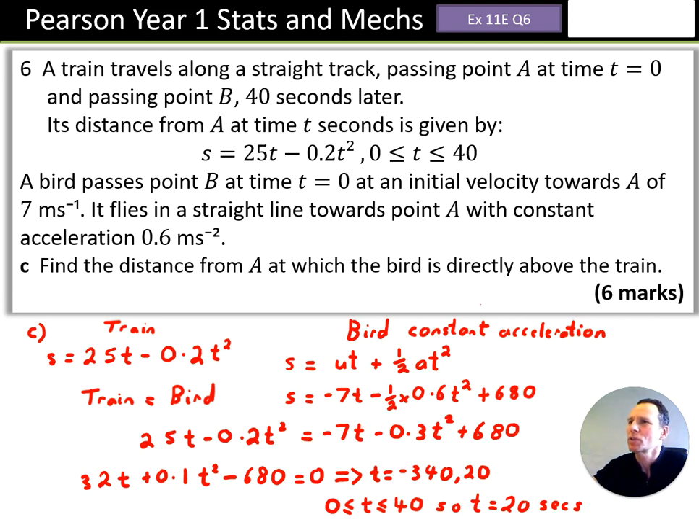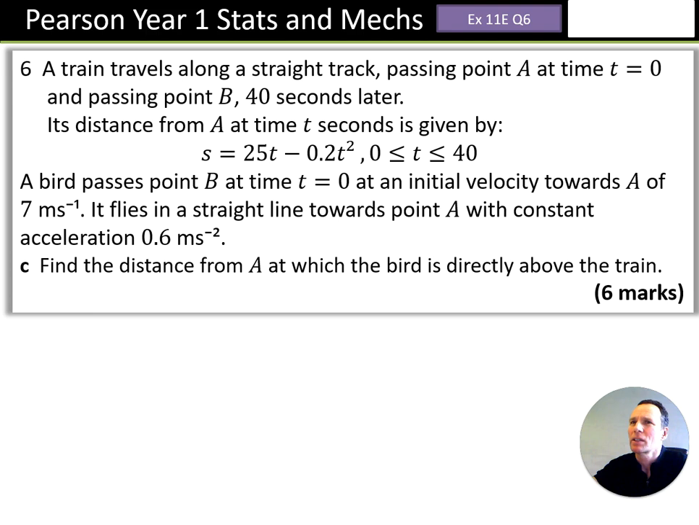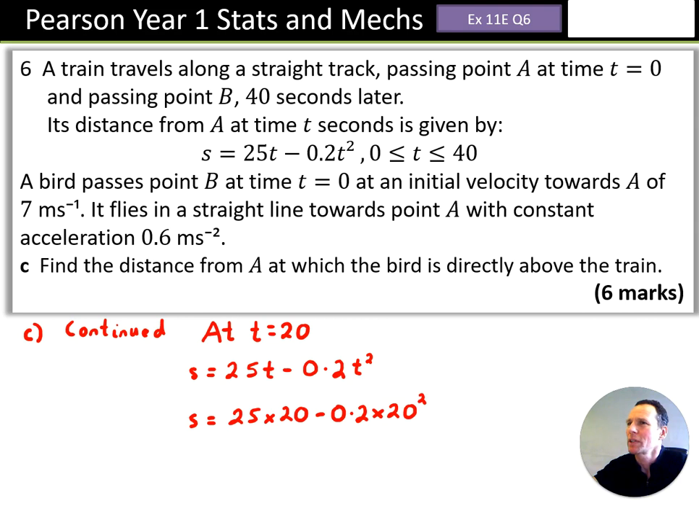We need to find the distance from A. So part C continued. We know they're at the same point after 20 seconds, so we just need to substitute that 20 into one of the two equations, where the easiest one to do is to substitute our t equals 20 into our equation for the train. So we get s equals 25 times 20 minus 0.2 times 20 squared, giving us a distance of 420 meters.